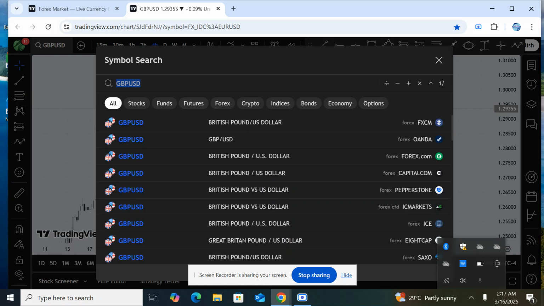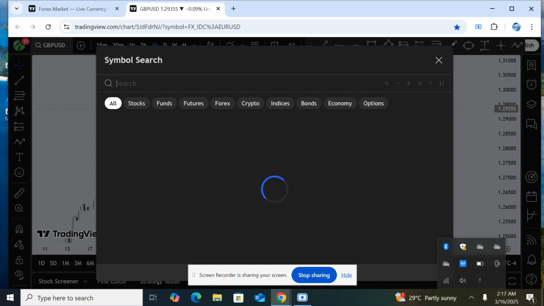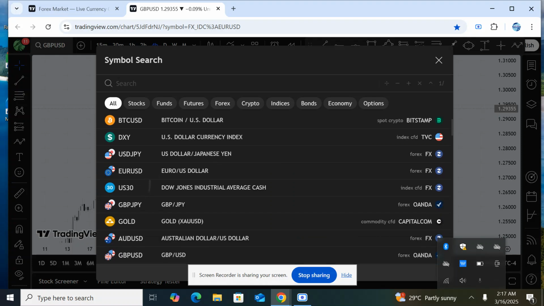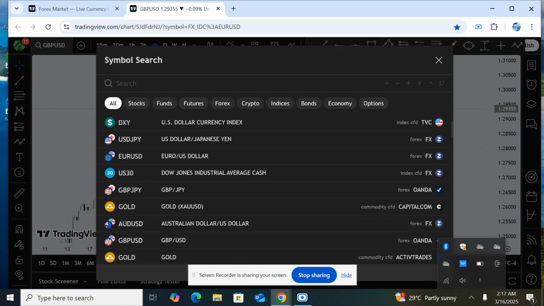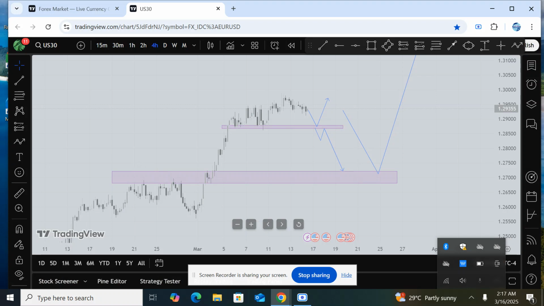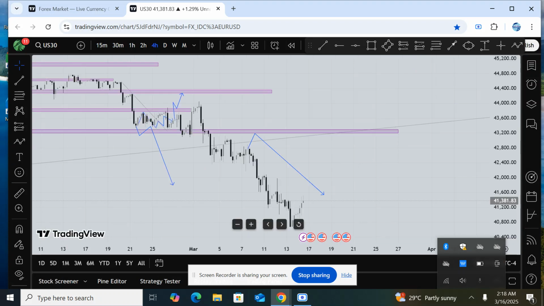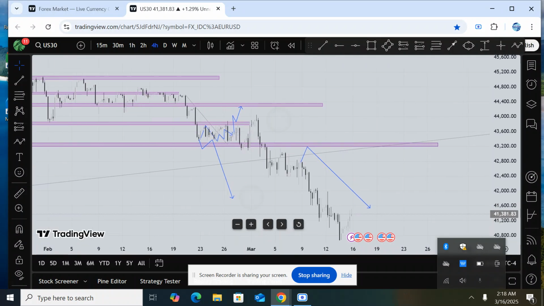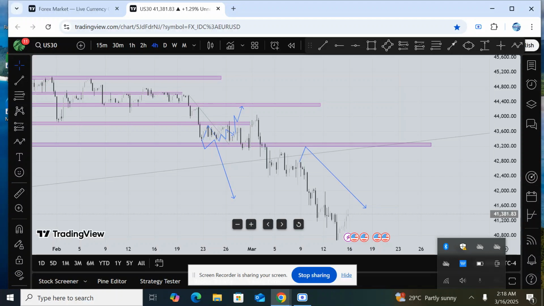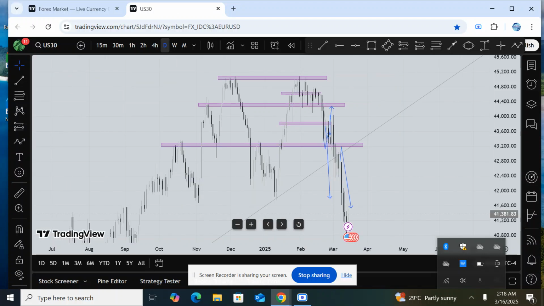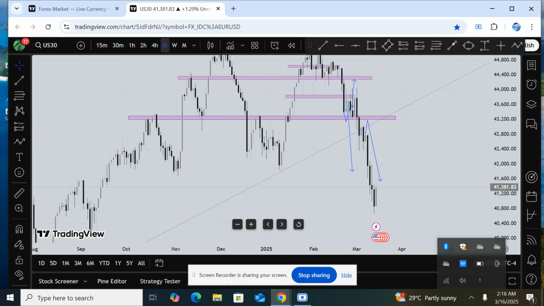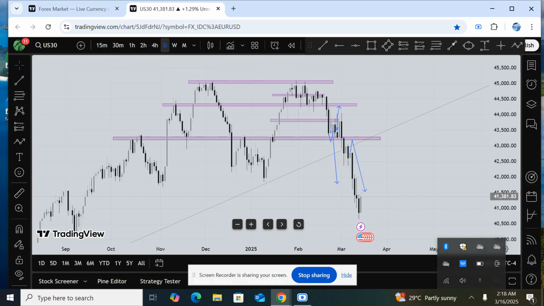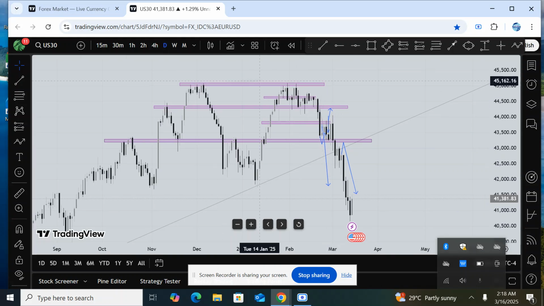Let me go over to US 30. Last week I spoke about US 30, and if you remember very well, I spoke about the pullback scenario. US 30 gave us a short pattern right about here: the first leg, second leg, M pattern.